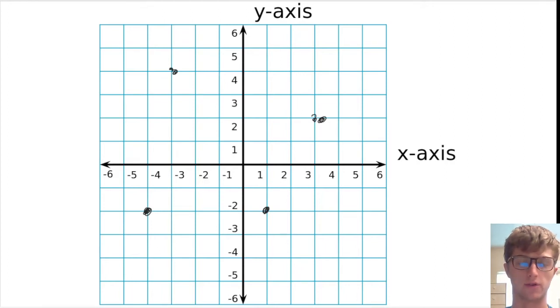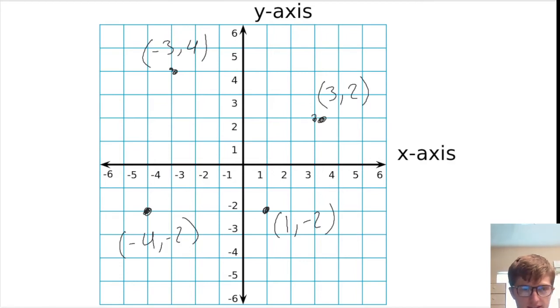I'll go ahead and write the coordinates so you can see them next to the dots. I just realized I made a mistake. I put this on (-4, -2). The book said (-4, -3). If you caught it, congratulations, you get a point.